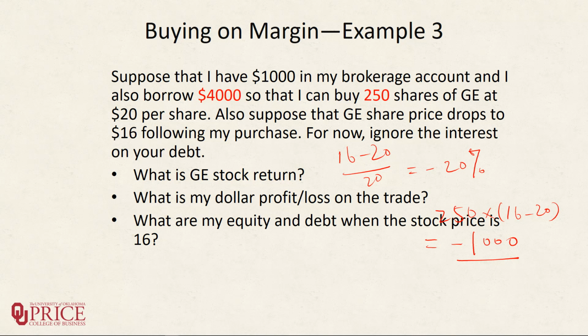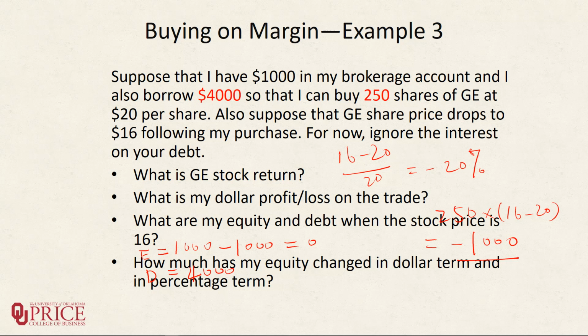And what are my equity and debt when the stock price is $16? Well, my initial equity is $1,000, so I brought in $1,000, and through this trade I lost $1,000. So my new equity is 0. I still have to pay back the $4,000 debt, because I borrowed $4,000. So after the stock price change, I have no equity left, meaning I have none of my own money left, and I still owe $4,000 to my broker.